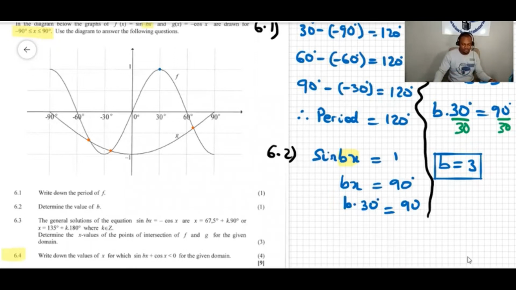In the previous question, we had sin bx equal to -cos x. We can move the -cos x over to the other side of the equal sign, and then we'll have sin bx + cos x = 0. Now it has this solution when this is equal to 0. But now the question says we don't want the value where it is equal to 0, but we want the values where sin bx + cos x is less than 0.